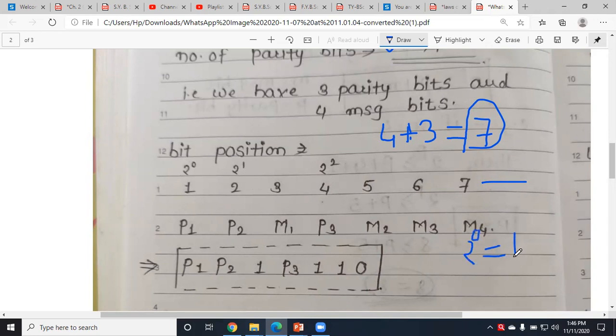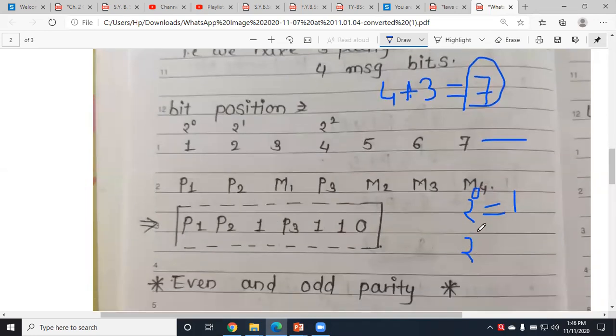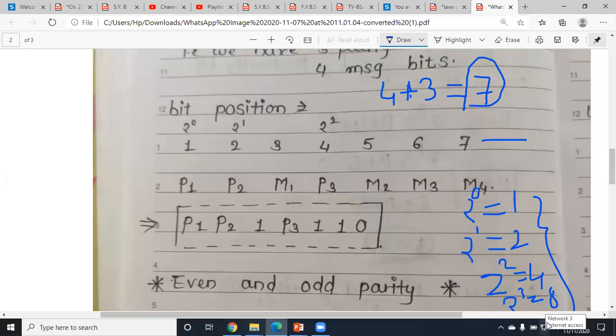Anything raised to 0 is 1. 2 raised to 1 is 2. 2 raised to 2 is 4. 2 raised to 3 is 8. So at these locations 1, 2, 4, 8, 16, at these locations I can add my parity bit.